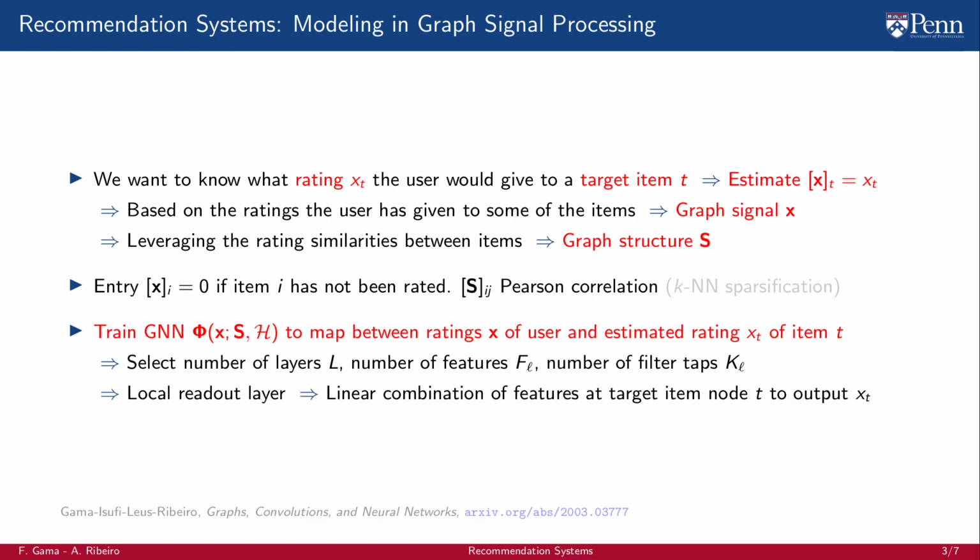Since the output of the GNN is another graph signal, but we're only interested in the tth entry, we will include a local readout layer. This readout layer computes a local combination of features at the target node t to output xt. In other words, we take the resulting GNN output features only at the target node t and learn how to linearly combine them to obtain a single scalar that will represent the estimated rating value xt.